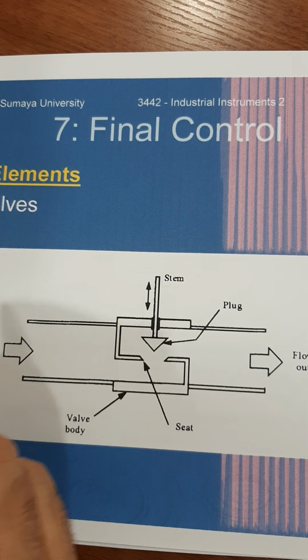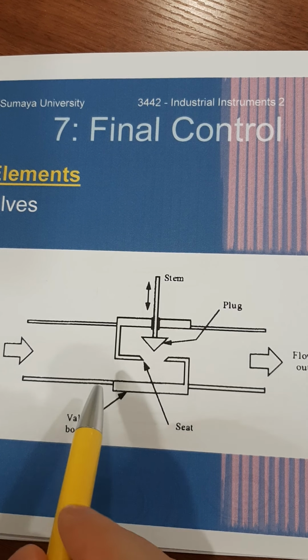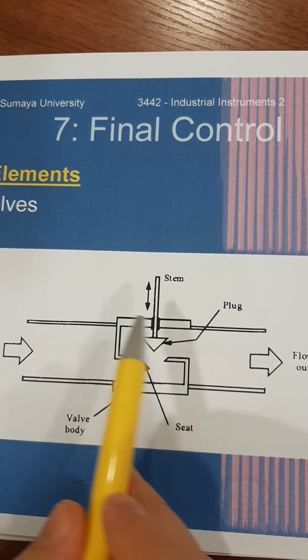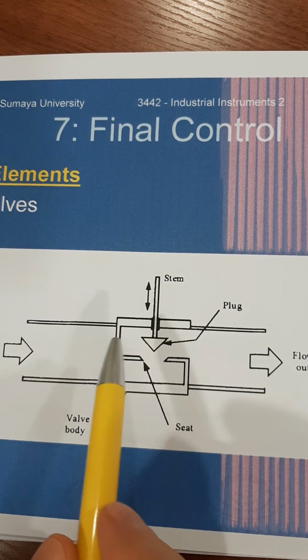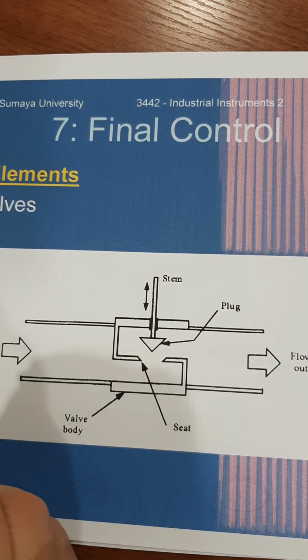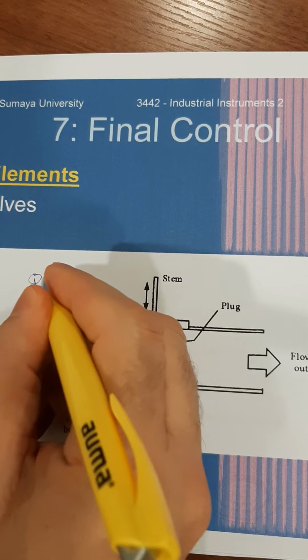In this video, inshallah, I'll try to solve some examples from the textbook, chapter 7, final control element. So this is the valve, the flow control valve, and we introduce the different parts of the control valve. We have the equations that control the valve. The first equation we need to introduce is the flow with respect to the velocity.